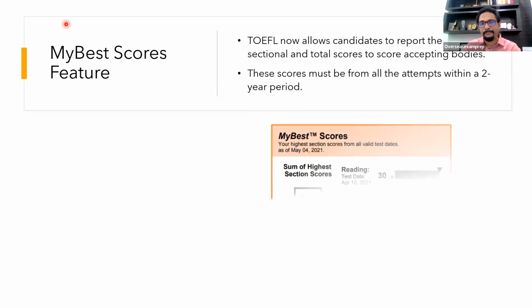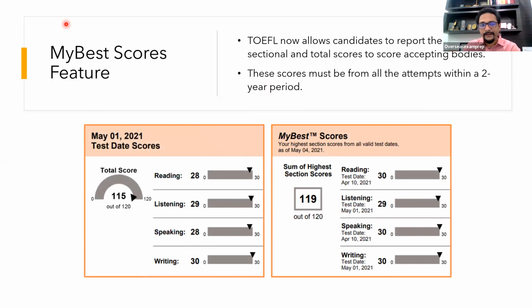Now, I'll show you an example here, right? So there are 2 tests that this particular student has taken. So the first test he took was on 10th of April, 2021. The second test that he took was the 1st of May. So this is a scorecard from the 1st of May. He got 28 for reading, 29 listening, 28 speaking, 30 writing. Very good score. So his total is 115.